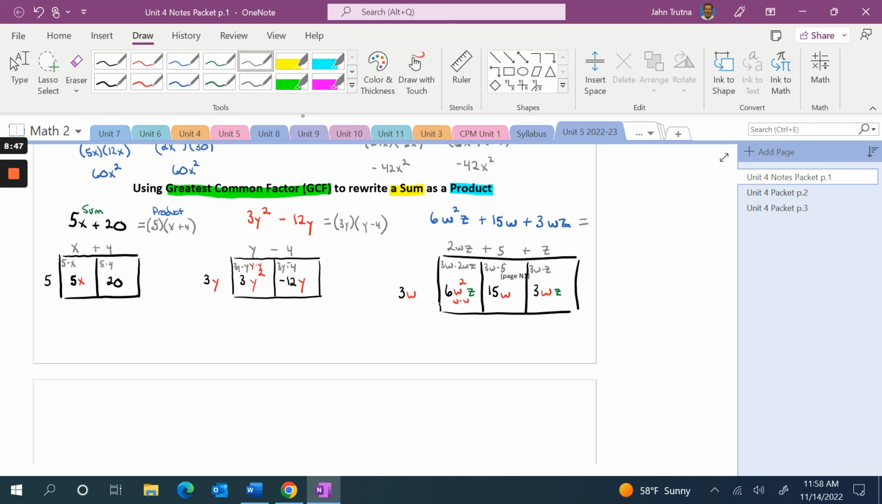So that means rewriting, using the greatest common factor to rewrite my sum, which is what is in blue, as a product. My product would be quantity, which means you're putting it in parentheses, 3w, multiplied with the quantity 2wz plus 5 plus z. There's your notes for Unit 4, assignment number 1.